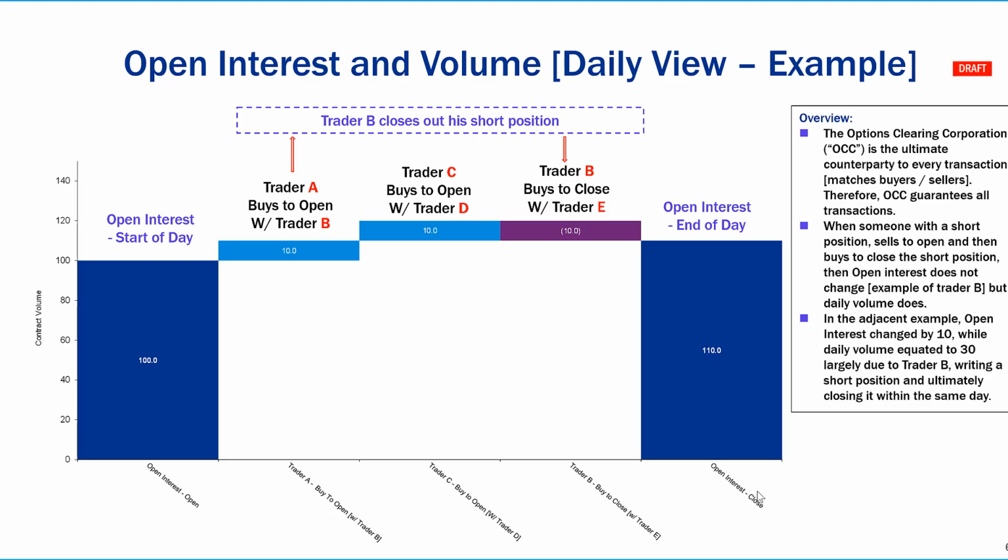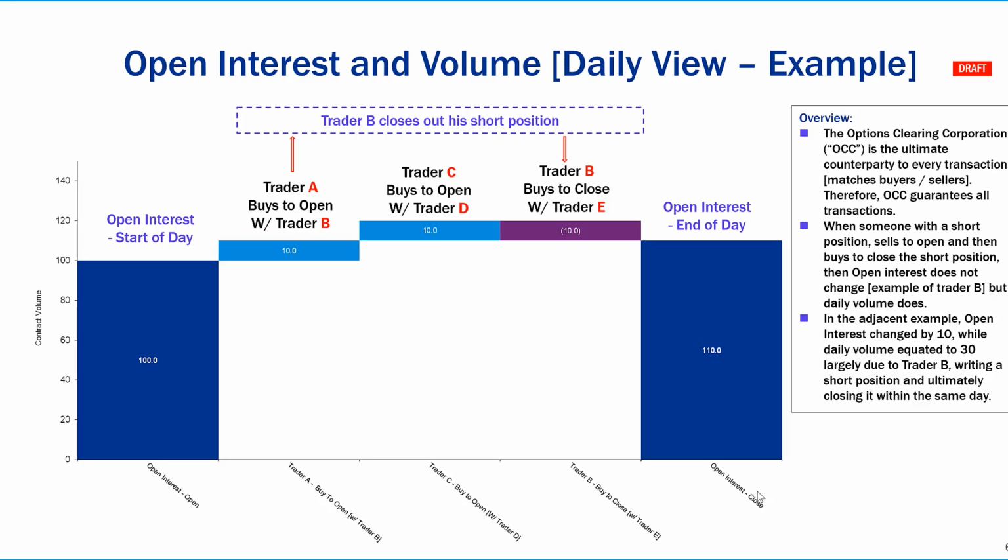So in this case, let's say at the beginning of the day, there are 100 contracts out there, and then trader A buys to open with trader B, and in this scenario, you'll have 10 contracts. And then in the middle, we have trader C, which buys to open with trader D. So we have another 10, so 20 transactions.